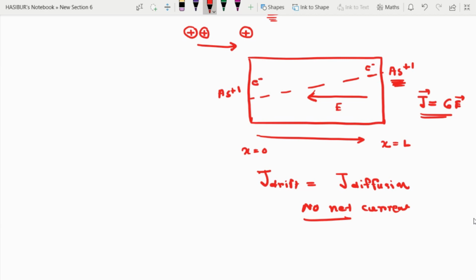As we know, if in a room I spray deodorant, the molecules will spread from the higher concentration to the lower concentration. So there will be a current, a diffusion current. In the same way, here there will be a current. So these two currents, J drift and J diffusion, will be opposite, and they will balance each other, and finally there will be no net current. So this is the case.